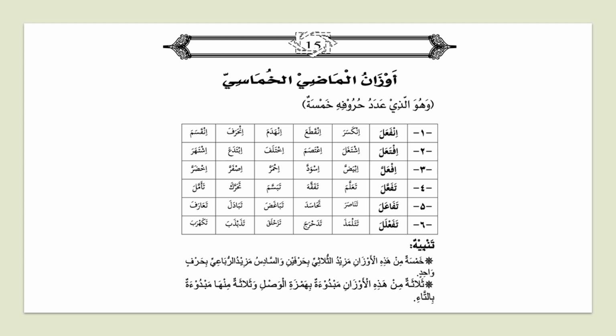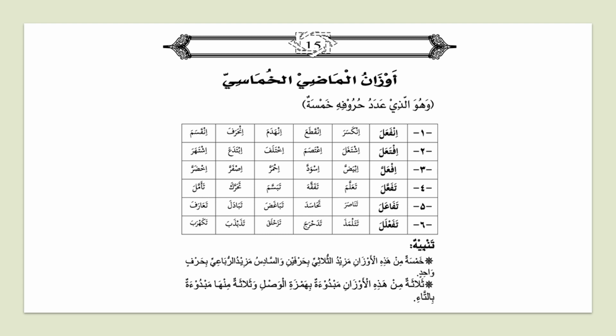Okay. For the five letter verbs, we have six, all of them containing five letters. We have infa'ala, we have ifta'ala, we have if'alla, tafa'ala, tafa'ala, tafa'lala. Those are the six.